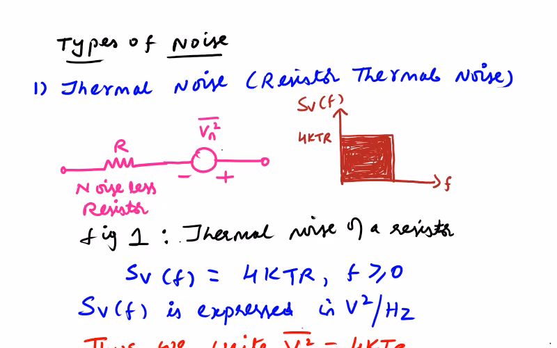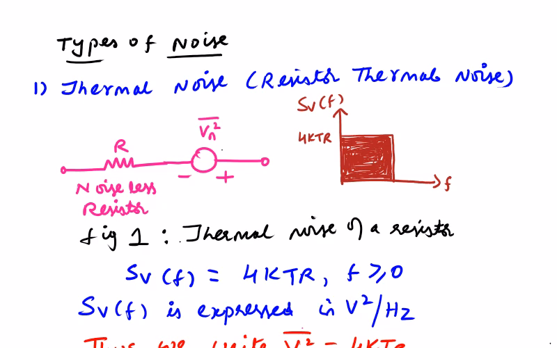So that is thermal noise. So, resistor thermal noise. What do you mean by that? The random motion of electrons due to temperature variations in a resistor is called thermal noise. You can see the diagram of thermal noise of a resistor here.